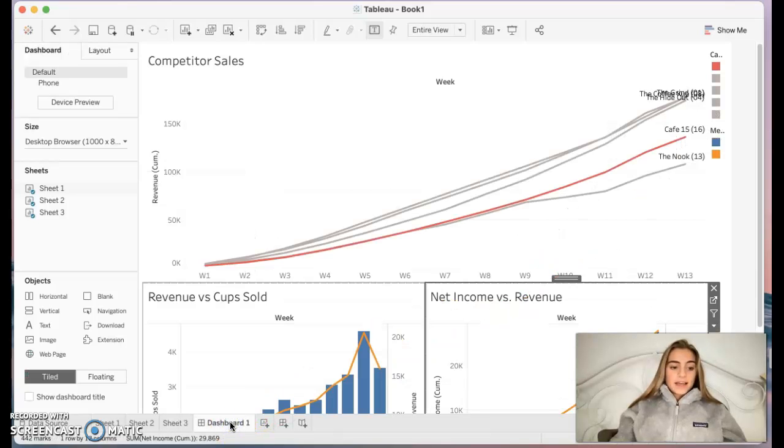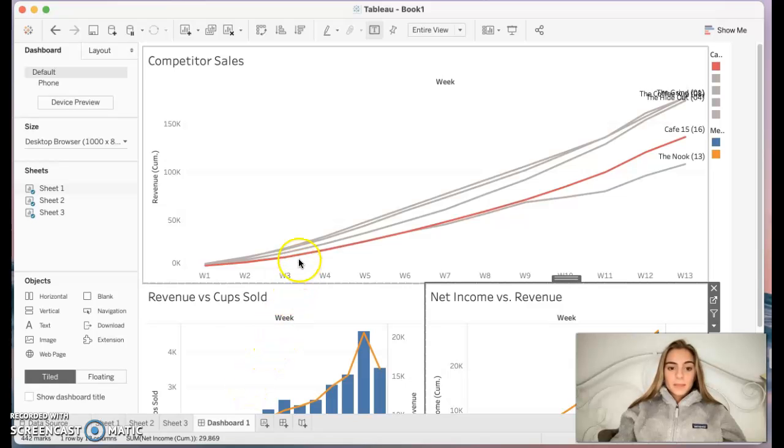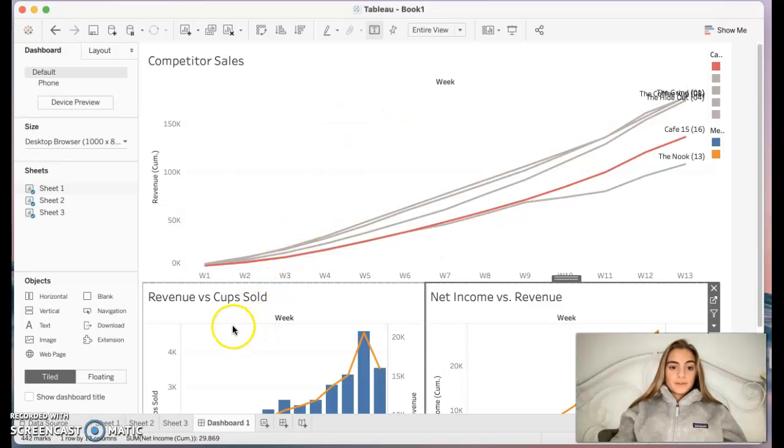And finally, as you can see, this is my dashboard compiling all of my visuals and data. So here we have the competitor sales, here we have the revenue versus cups sold, and here we have the net income versus revenue. Overall, my group and I worked well together in running our business, even though there were many hardships involved. This Tableau project helped me realize our successes along with helping me reflect on my experience.